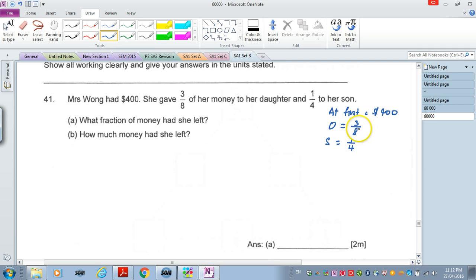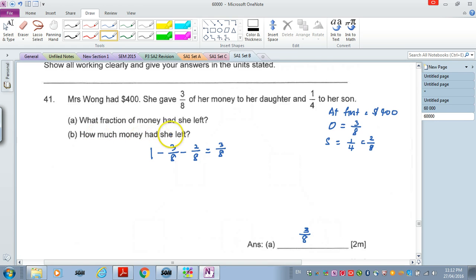So we know that we must make our denominator the same, right? So this is 2/8. So what fraction of the money has she left? So she has 1 whole. She gave the daughter 3/8. She gave the son 2/8. So she would have 3/8 left. So the first answer is 3/8.